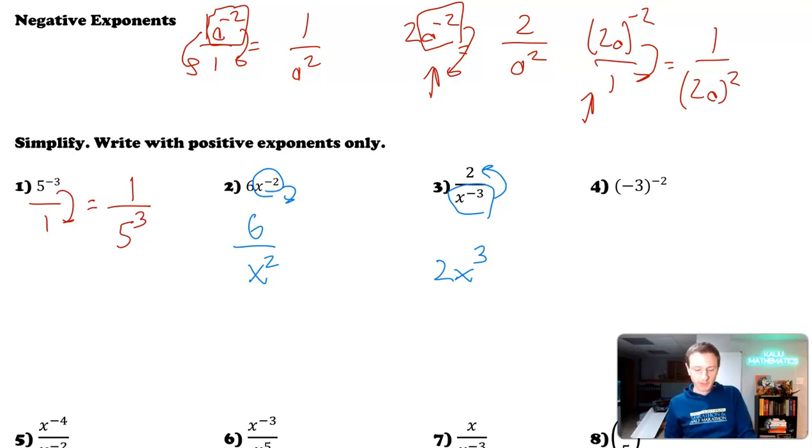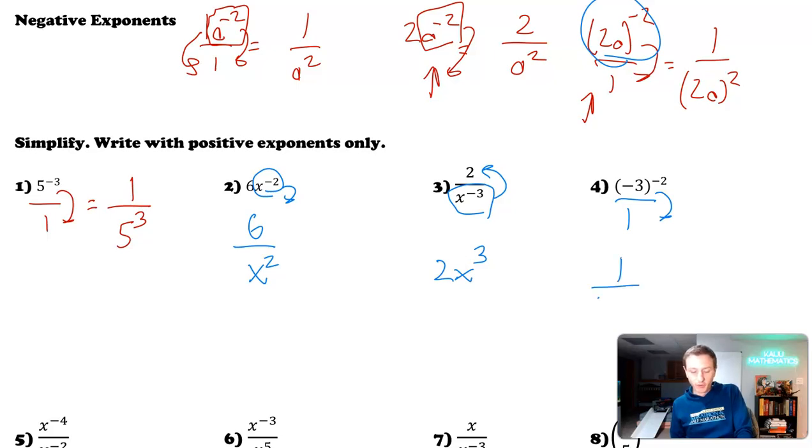Number 4, negative 3 raised to the negative 2. So here's the key. The entire statement of negative 3 is being raised to the negative 2. So everything needs to come down, just like how I was talking about here, 2a to the negative 2. That's the same thing as negative 3 to the negative second.